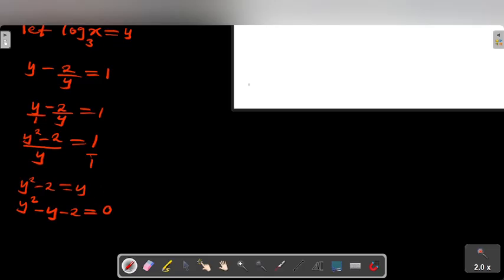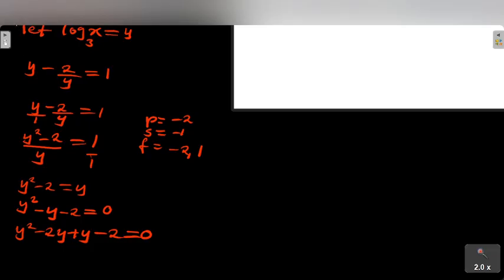So first we're going to solve for the values of y. Here we find the product, sum, and factors, because we have a quadratic equation. The product will be negative 2, the sum negative 1. So the factors will be negative 2 and positive 1. So I have y squared minus 2y plus y minus 2, this is equal to 0. So that's what we have.